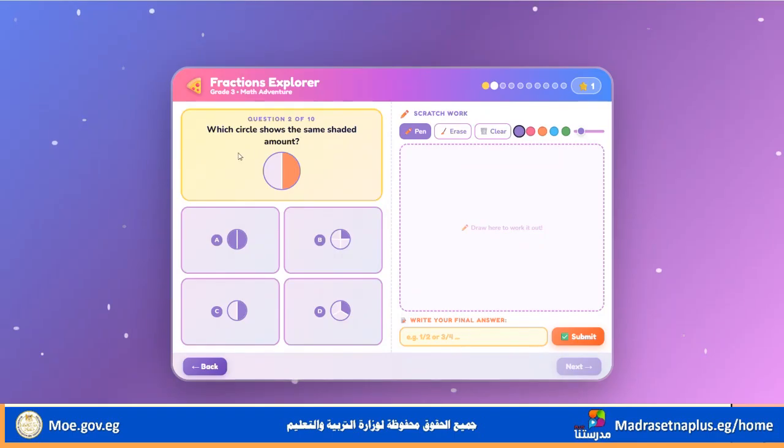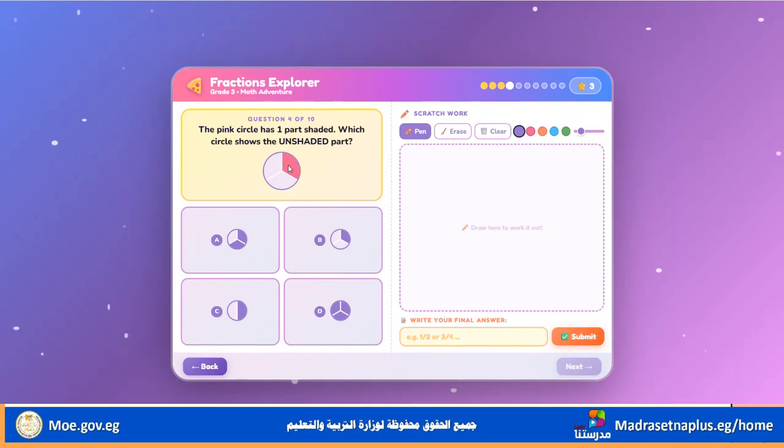Next, which circle shows the same shaded amount? I need to choose a circle. Looks like that one. This one? No. That? No. Yes, this one. This one matches with that one. Yes. Let's click. Yeah, half and half, the same. Which circle has 3 out of 4? Looks like that one. Which one matches with that one? Yes, letter A matches.